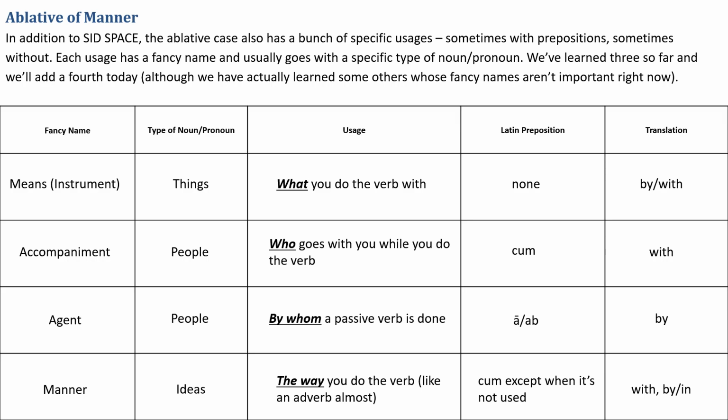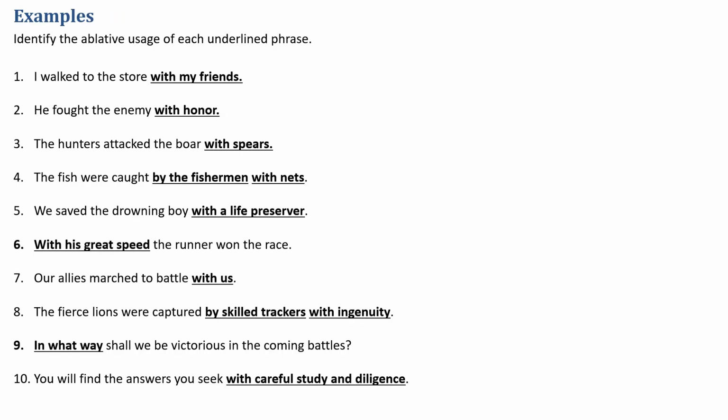Let's look at English examples. Here are 10 sentences. There is an ablative phrase, or sometimes 2 in each sentence, underlined and bolded. Identify which of those 4 usages appears in each sentence. Number 1, I walked to the store with my friends. With people, accompaniment. Who's going with you to the store?